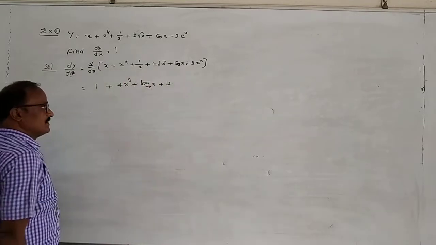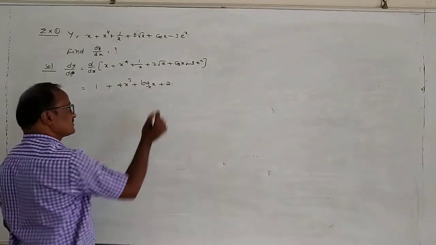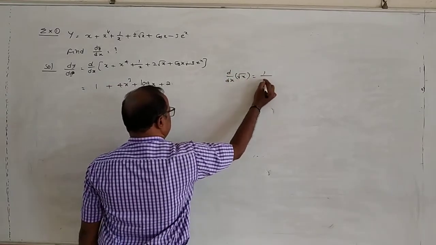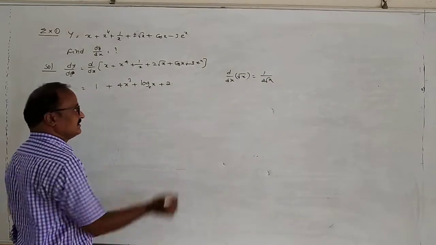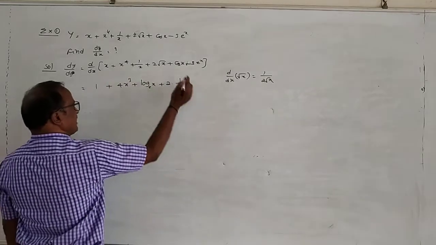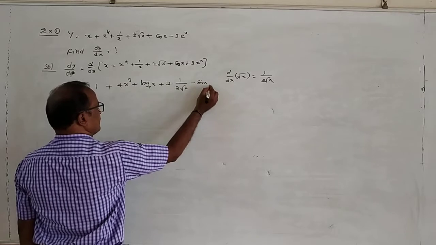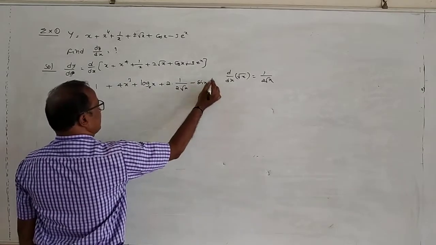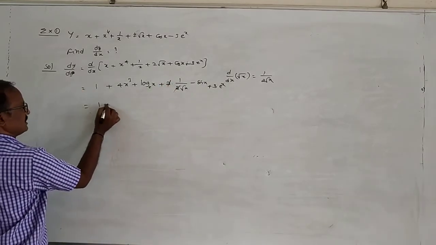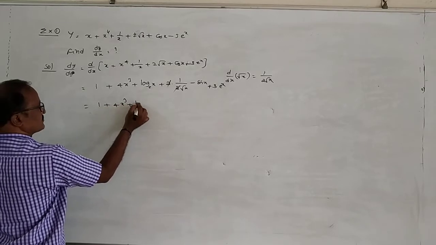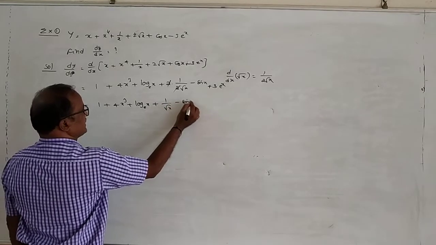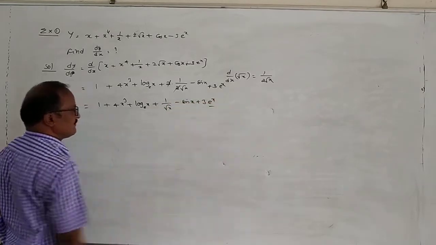2 into root x is equal to, what is the value of dy by dx of root x? Dy by dx of root x is equal to 1 by 2 root x, and dy by dx of cos x is equal to minus sin x, plus 3 into dy by dx of e power x is equal to e power x. So here 2 and 2 cancel. This is equal to 1 plus 4x cube plus log x plus 1 by root x minus sin x plus 3 into e power x.